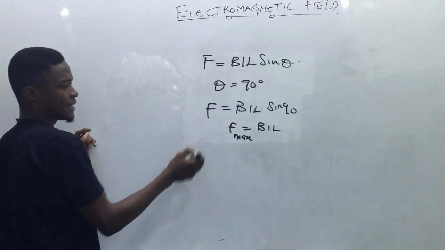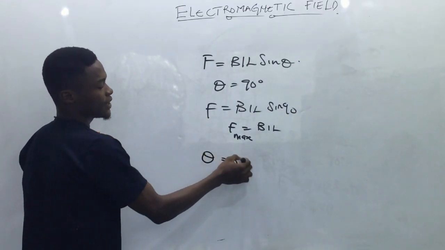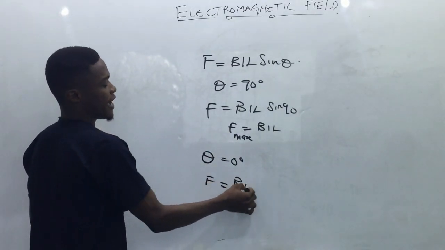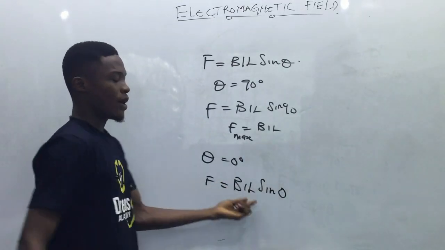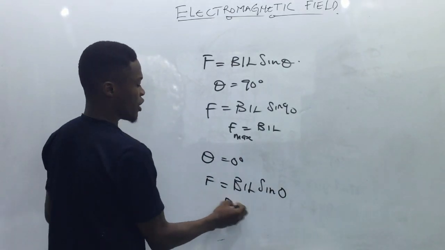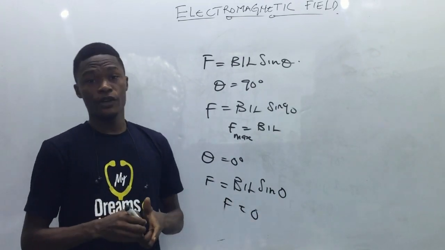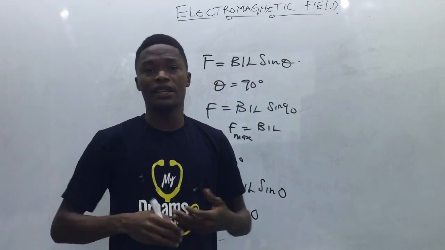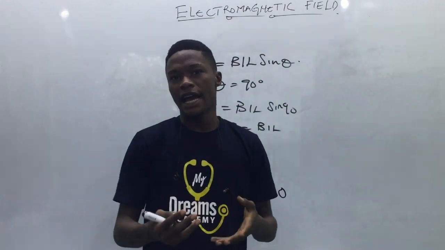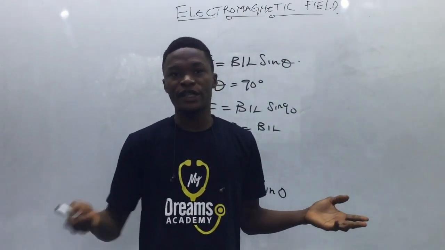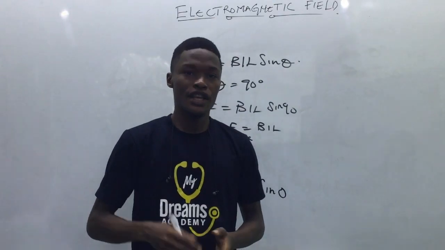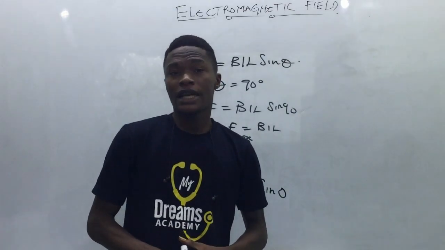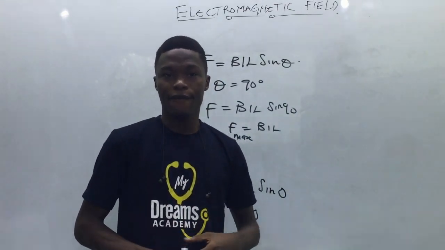Now we're going to look at the next one. If we assume that theta is equal to 0 degrees, what happens? F becomes equal to BIL sine 0. Now what is sine 0? It is 0, so F becomes 0. What does that tell you? It tells you that if that conductor is parallel to the field, at an angle of 0 degrees with the field, then there is no force. Even if there is a current flowing through that conductor and a magnetic field, there will be no force because it doesn't cut through the magnetic flux. Now, we're going to look at questions on that before we go to the next section.